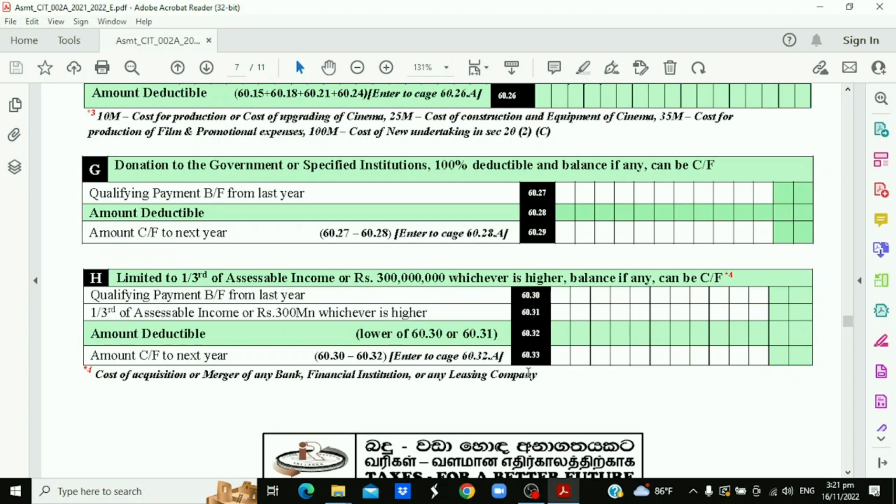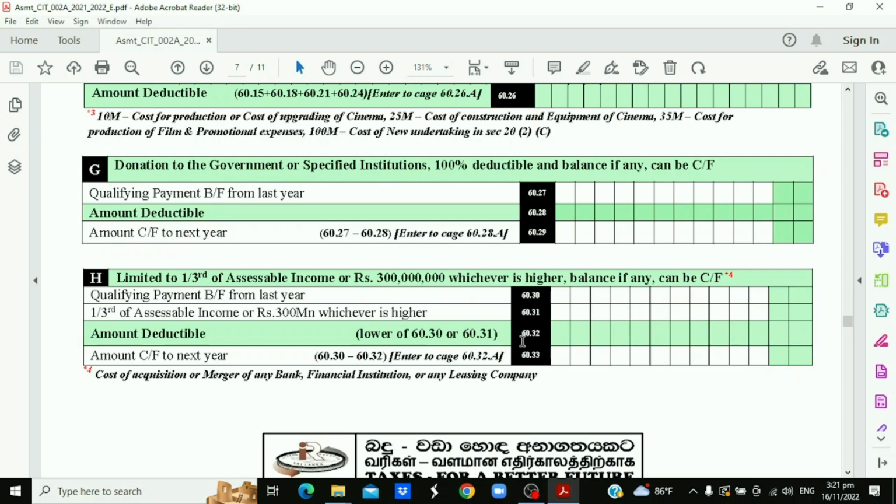2018-19, right? If it is a carry forward balance, then out of this we can identify 1/3 of assessable income or 300 million, whichever is higher. Then depending on these conditions, we can decide the deductible amount. If there's any carry forward one, we can mention it as a carry forward balance.